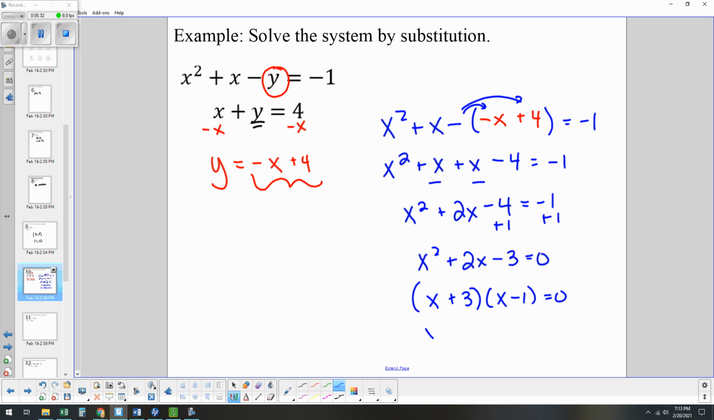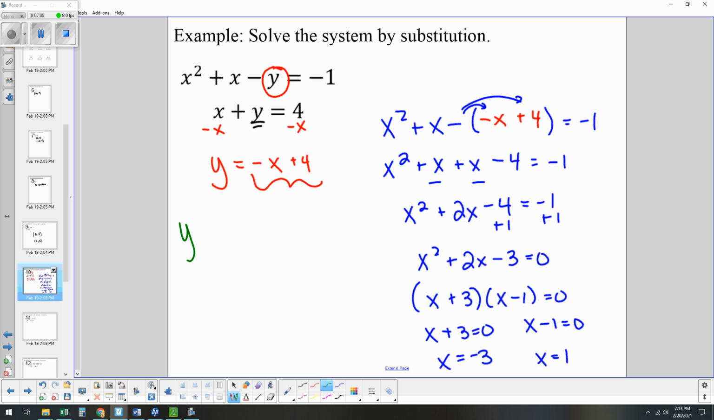So my solutions are x equals negative 3 and x equals 1. So that's not my final answer though, because I'm looking for where the lines intersected, which means each one has an x and y value. So I'm going to take these two x values one at a time and put them back into either of my original equations. All right, I could put it into the one that was untouched or the one that I moved. I'm going to stick it in this one just because it saves me some time for solving.